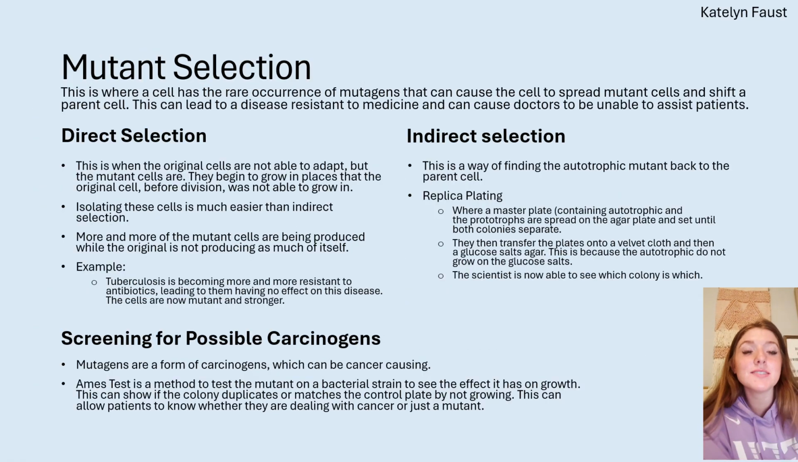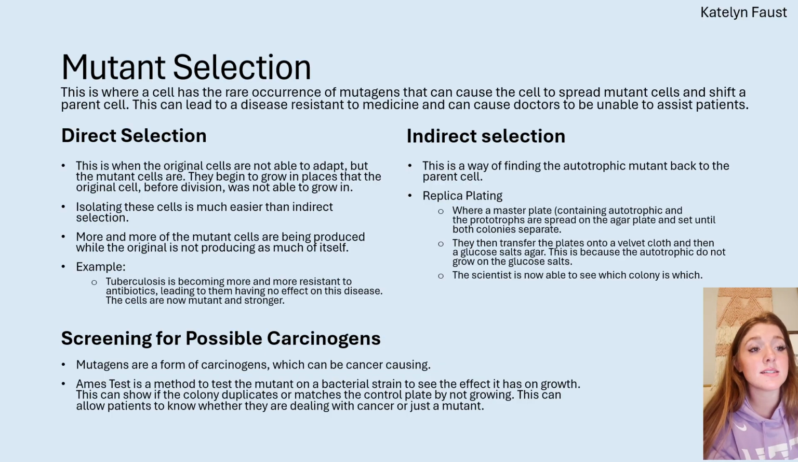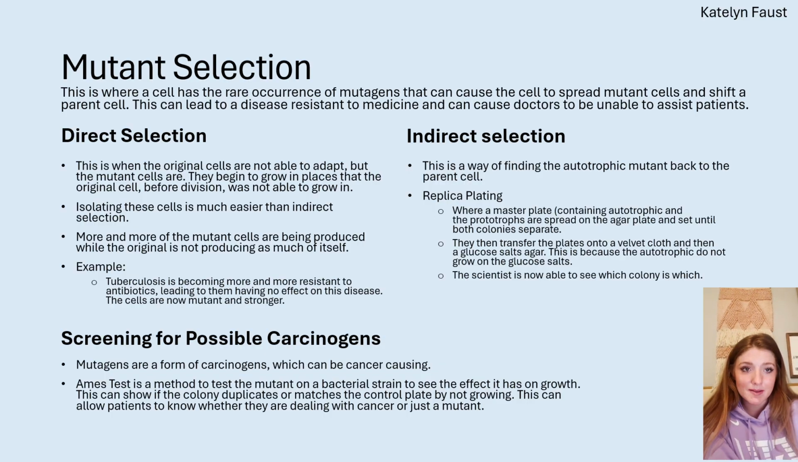Hi, my name is Caitlin Faust, and I will be talking about mutant selection. Basically, this is where a cell has the rare occurrence of mutagens that can cause the cell to spread mutant cells and shift a parent cell. This can lead to a disease resistant to medicine and can cause doctors to be unable to assist patients.